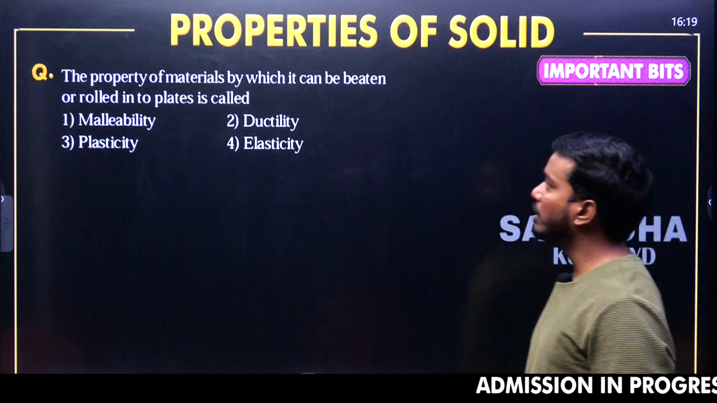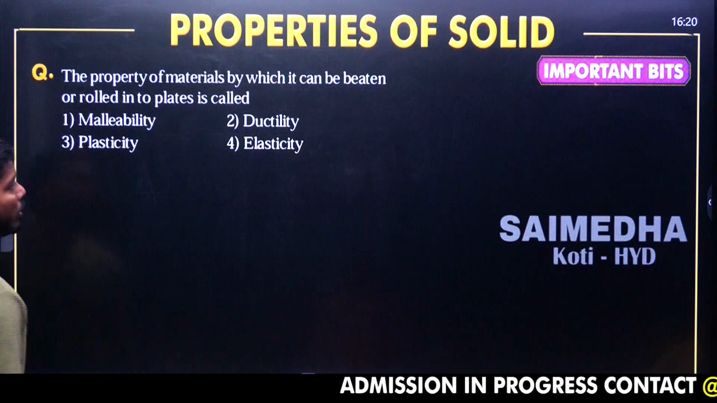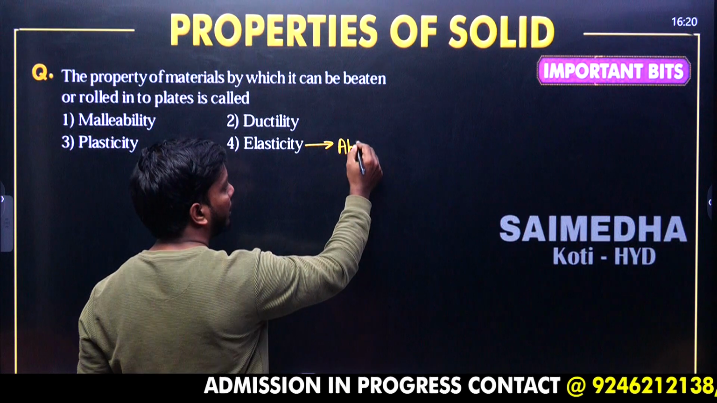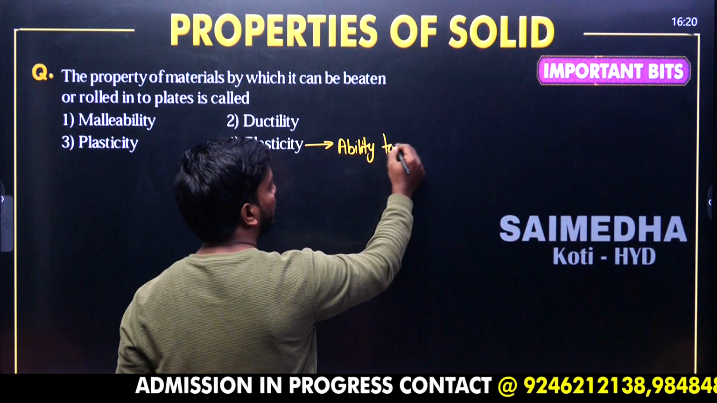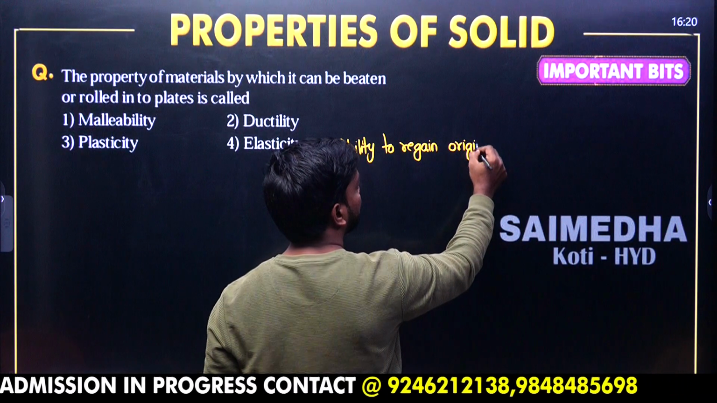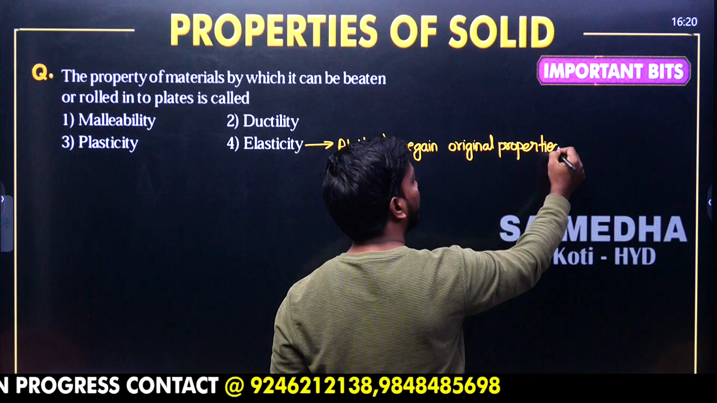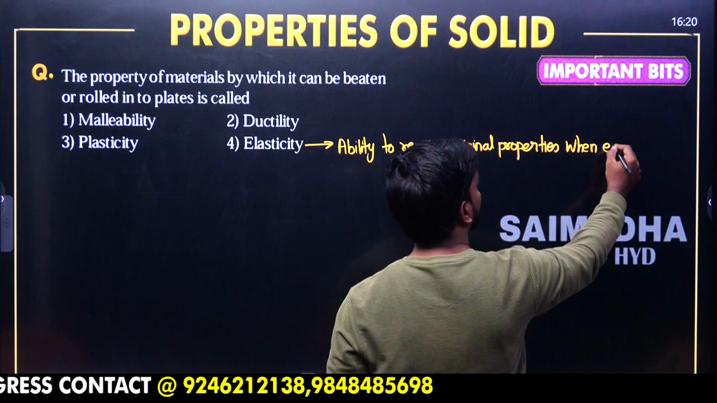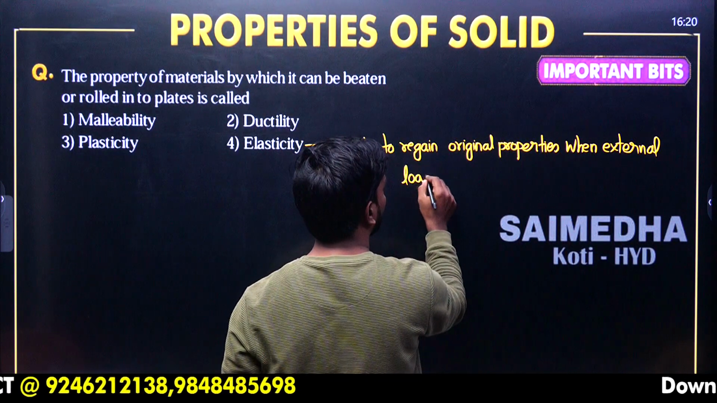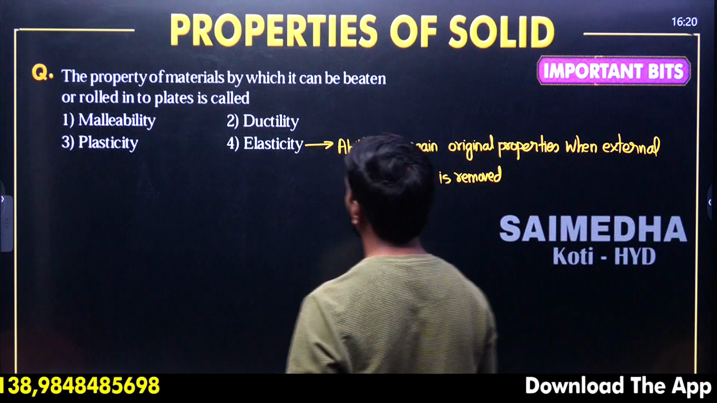The property of a material by which it can be beaten and rolled into plates and sheets is called as. Okay. Let me start with the last one. Elasticity. Elasticity is the ability to regain original properties when the external load is removed. Okay, this property is called elasticity.